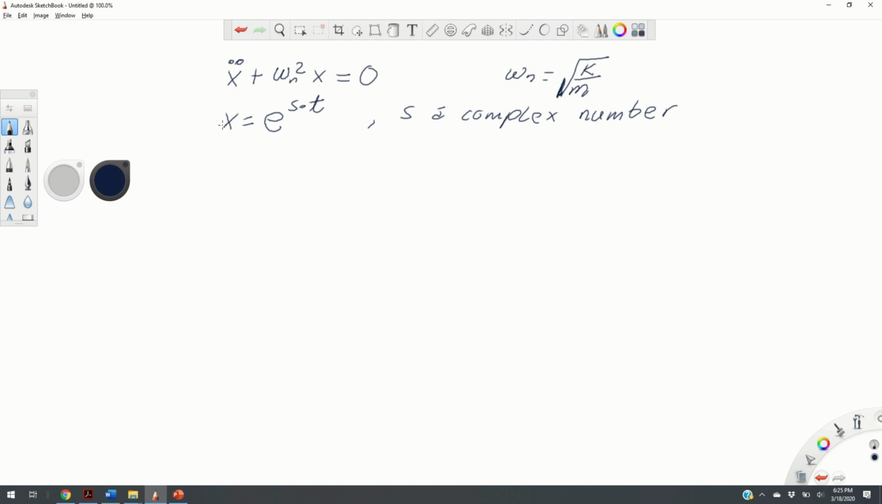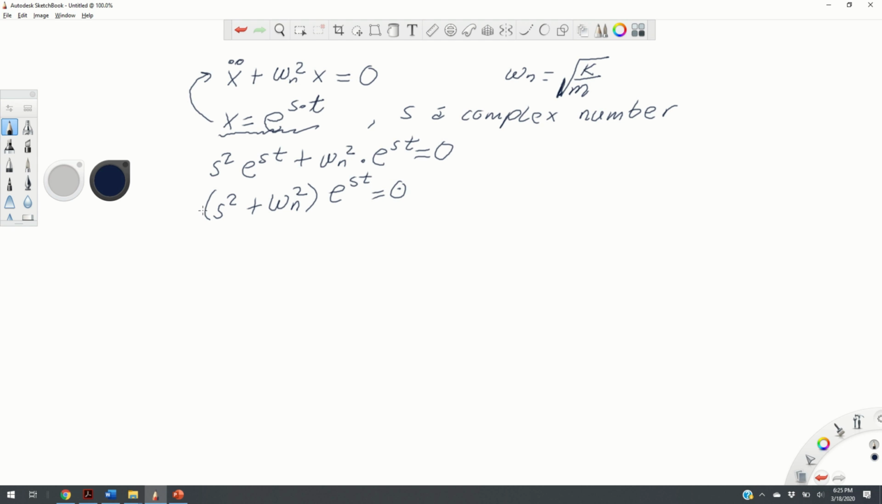Now, by substituting this trial function into the differential equation, we obtain s squared e to the st. So basically we are taking the second derivative of x. We obtain something like this, plus omega n squared times e to the power st, and this is equal to 0. Now we can factor out e to the power st, so we have (s squared plus omega n squared) e to the power st is equal to 0.